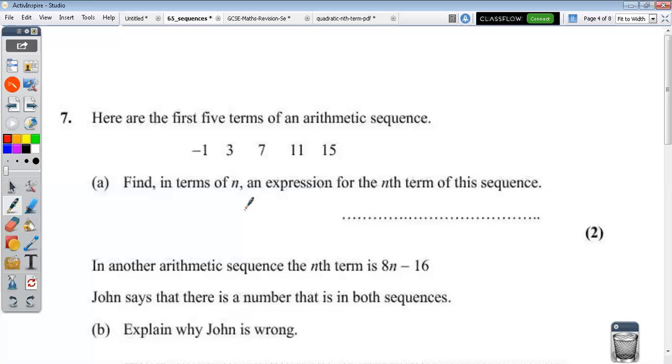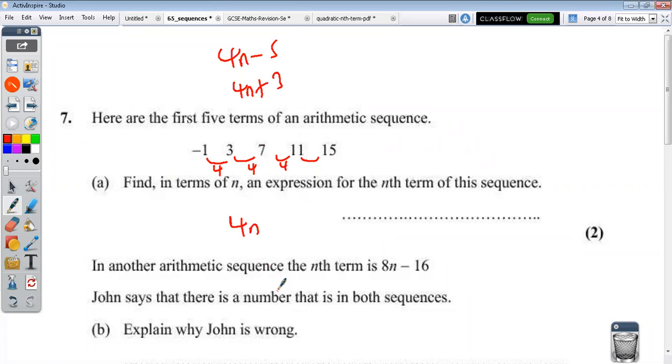4n minus 5. Okay. Do you agree with him? I got 4n plus 3. Let's see who is correct. Now let's see what are we adding here? 4. What are we adding here? 4. Both of you are correct on the 4n.